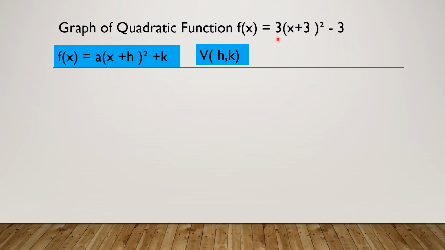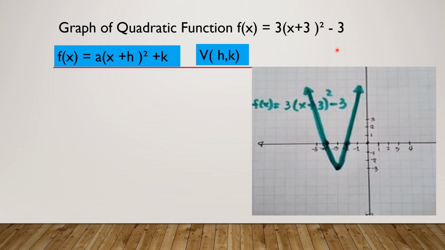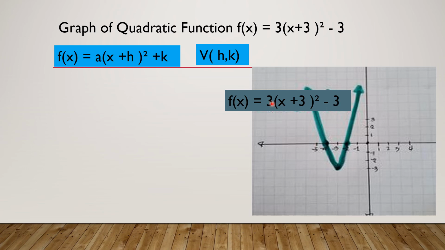So let's have the graph of f of x is equal to 3 times the quantity x plus 3 squared minus 3. So this time, kumpleto na siya. This is a, this is h, and this is k. Kanina, hindi ko muna binigay kasi gusto kong mag-focus lang tayo dun sa isang variable. Now, this is now the graph. Look at this one. a is positive. That's why the parabola opens upward. And at the same time, 3, so medyo malaki siya, kaya medyo narrower yung ating graph.